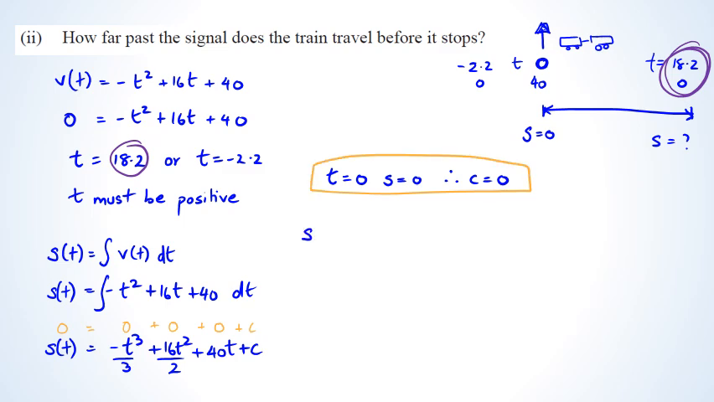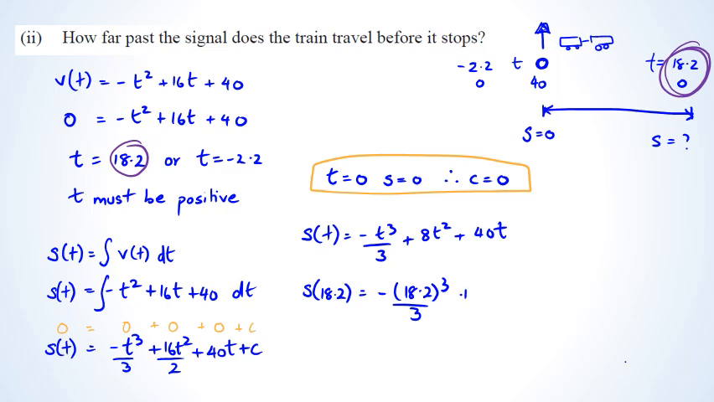Which means I can say s of t is equal to minus t cubed over 3 plus 8t squared plus 40t as my s function. When t equals 18.2, it's just a matter of substituting these values in. We've got negative 18.2 cubed over 3 plus 8 times 18.2 squared plus 40 times 18.2. When I do this, I should get an answer of 1,368 meters.